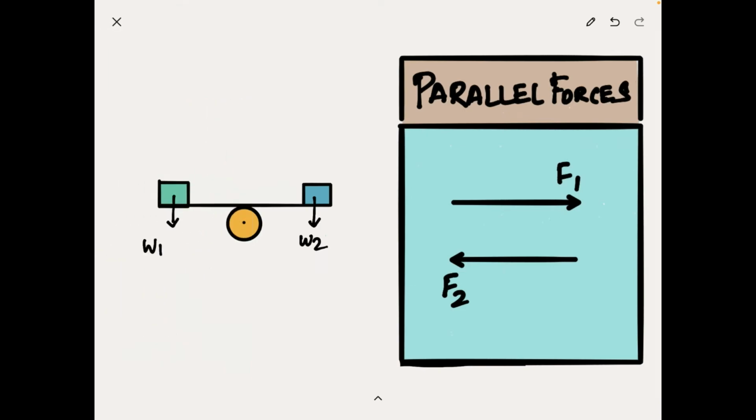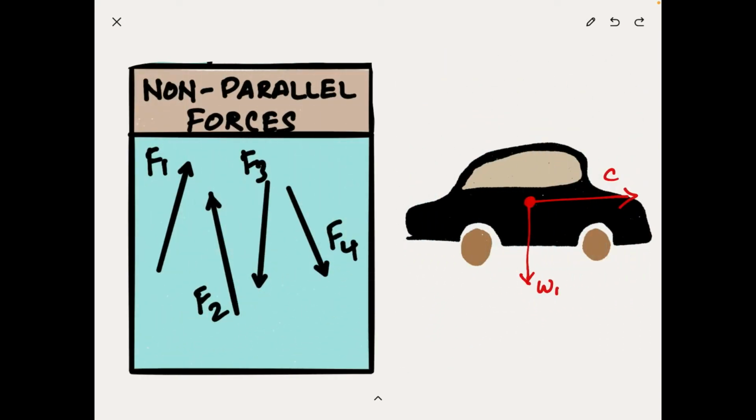The third category is parallel forces. Here again, as the name suggests, if two forces are parallel to each other, these are parallel forces. A simple example of these kind of forces is a seesaw. Next up is non-parallel forces. These forces are not parallel to each other.